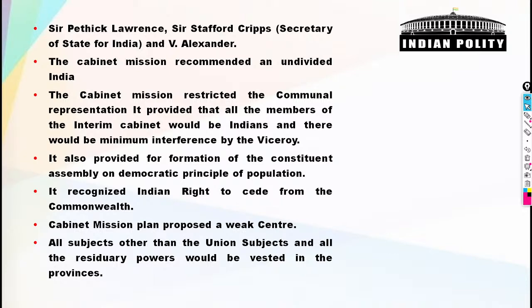It also provided for the formation of a constituent assembly, which is most important because the recommendation of the Cabinet Mission succeeded in the establishment of the constituent assembly, on democratic principles. It recognized the Indian right to secede from the Commonwealth, to be separated.